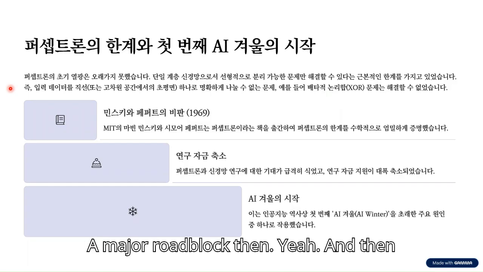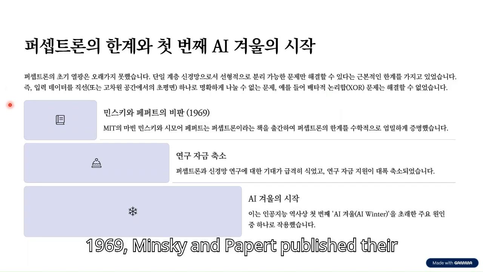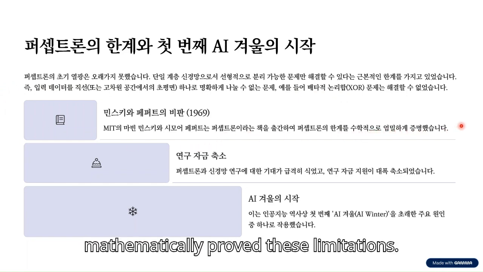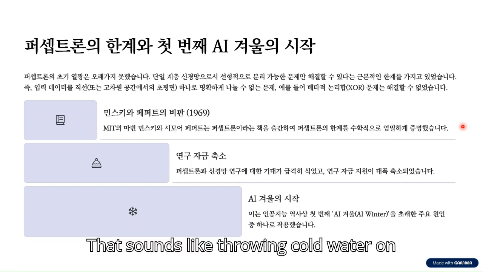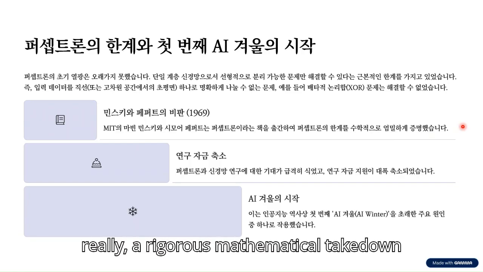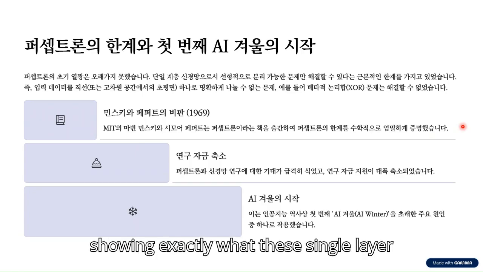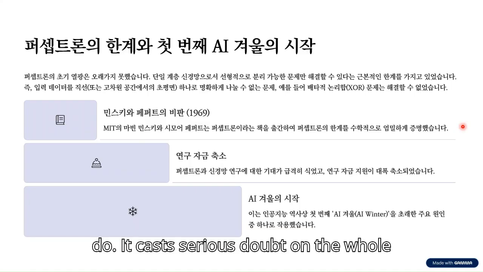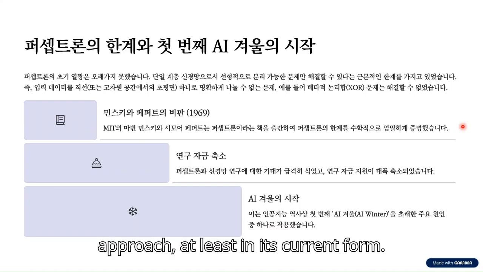Yeah. And then, 1969, Minsky and Papert published their book Perceptrons. And our source says it mathematically proved these limitations. That sounds like throwing cold water on the whole thing. It was a bombshell, really. A rigorous mathematical takedown showing exactly what these single-layer networks could and crucially could not do. It cast serious doubt on the whole approach, at least in its current form.